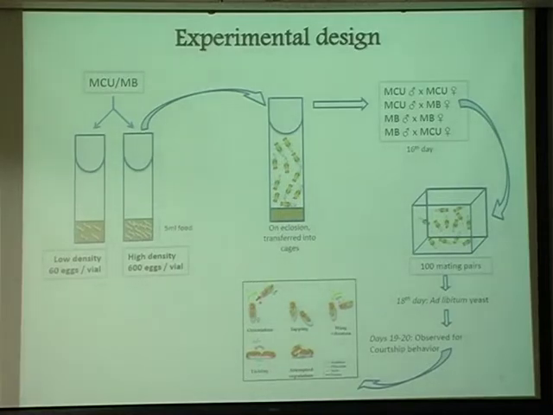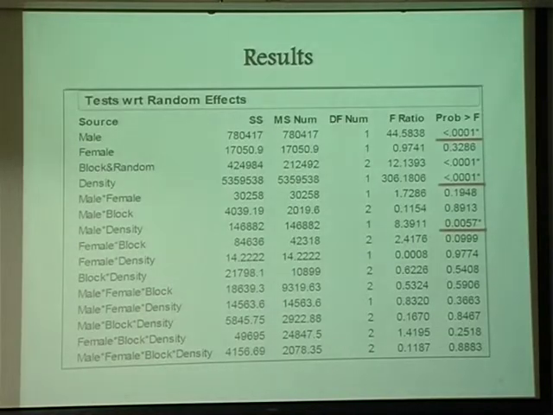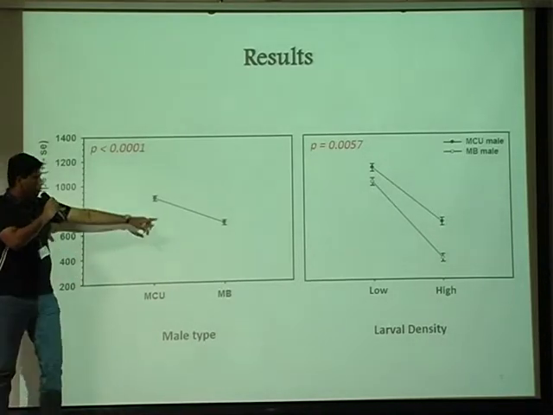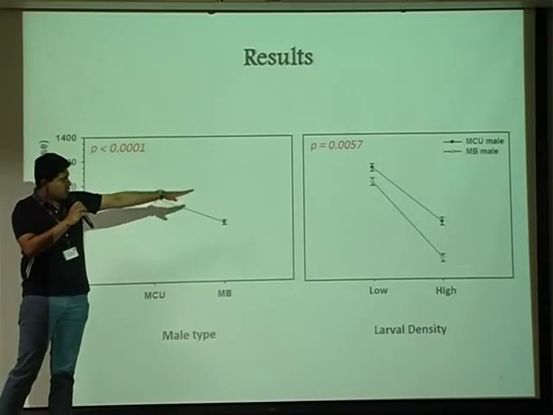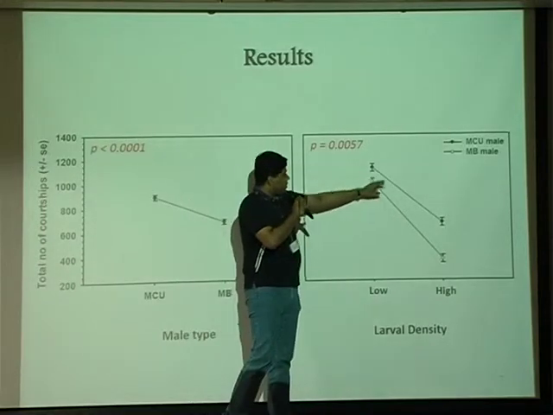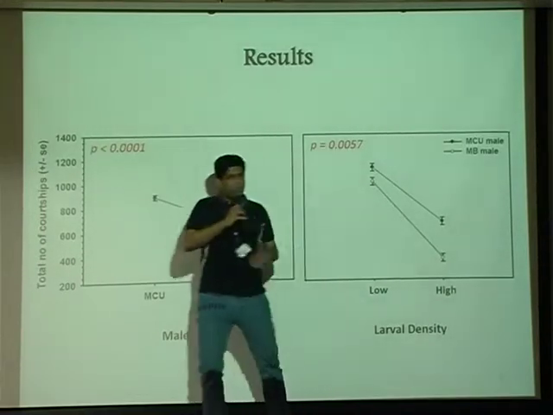So what we found here is that there's a significant effect of male type, as well as an effect of density, as well as a male cross density interaction. What it means is that the MCUs, the selected population, have evolved higher courtship activity. So these are the MCUs and MBs, and that plot shows the same result density-wise. You can see that at both densities, MCUs have a higher courtship activity.